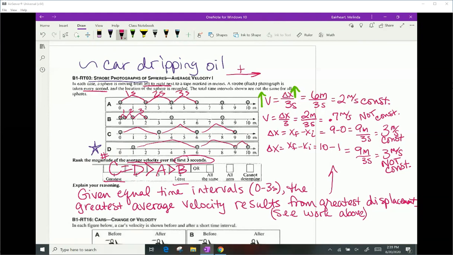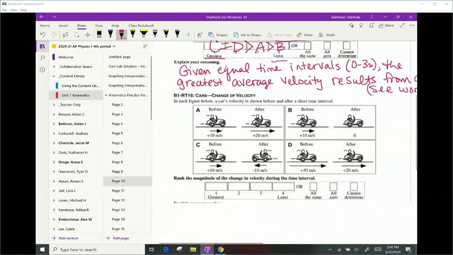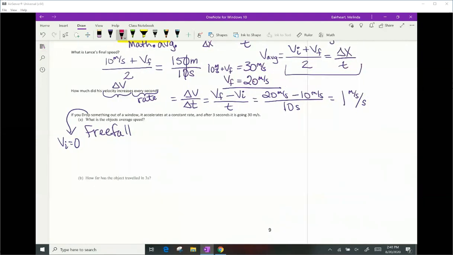What else? I have a quick question about the Lance Armstrong question. Yep. I still don't know why the final speed is equal to the average velocity.